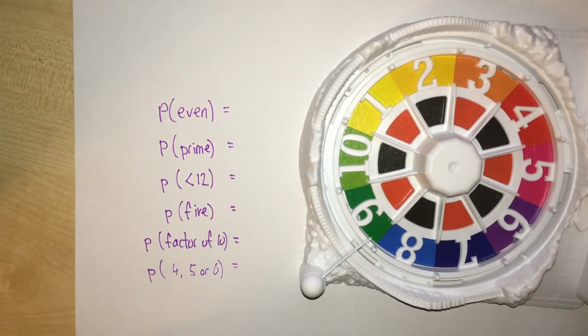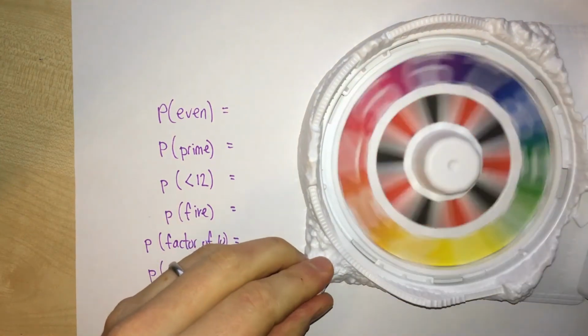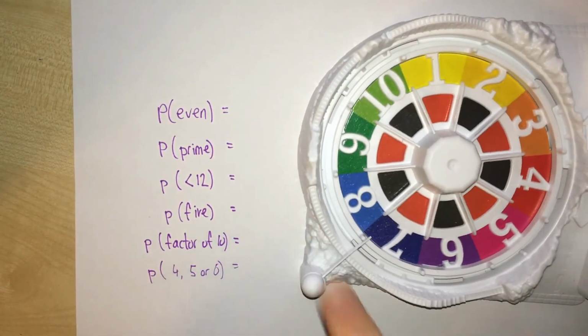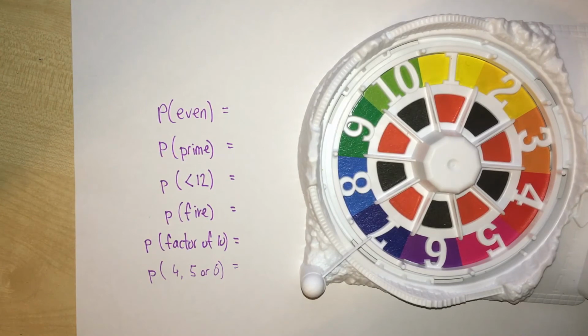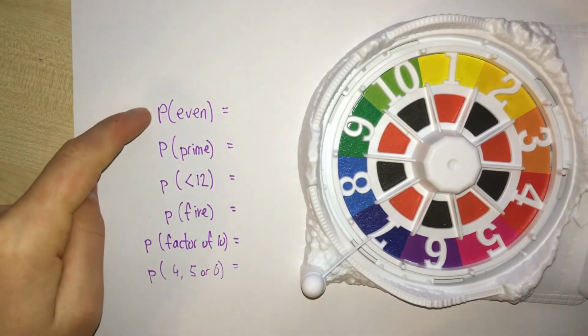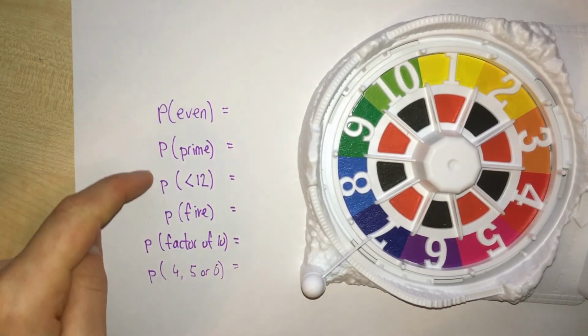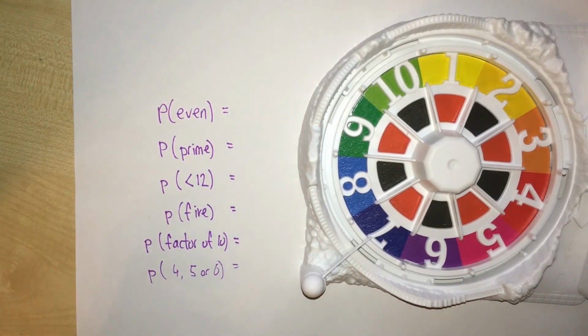Here's a spinner from one of my favourite board games. There are 10 numbers on the spinner. See if you can find the probability of each of these events occurring. Pause the video, have a go, and then press play when you're ready for the answers.